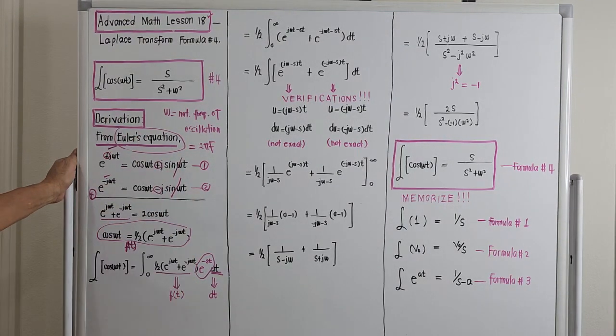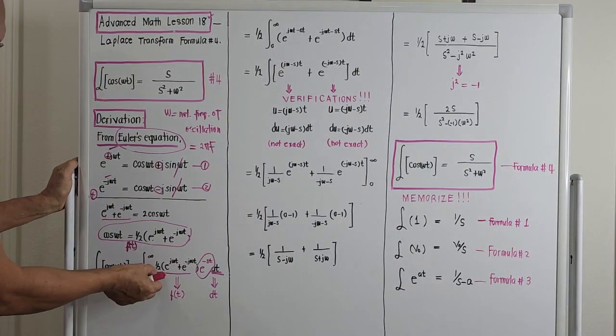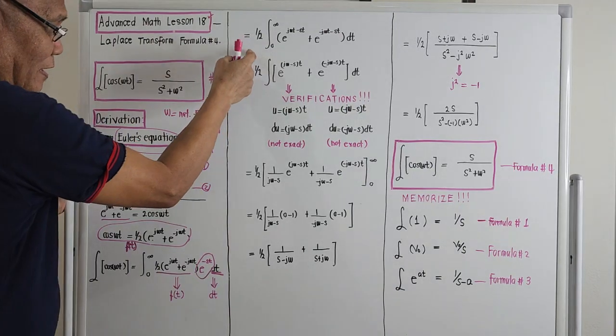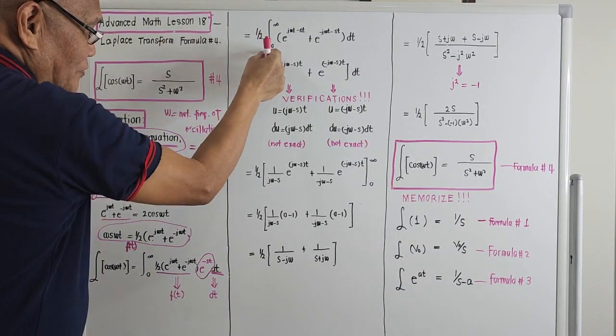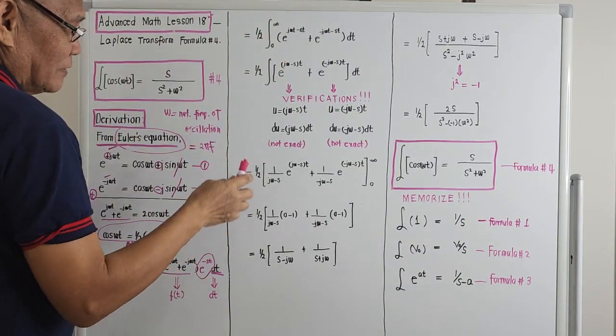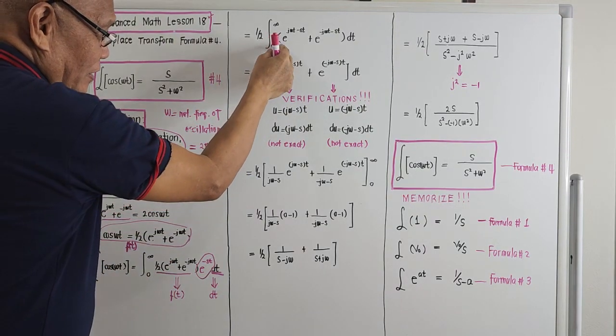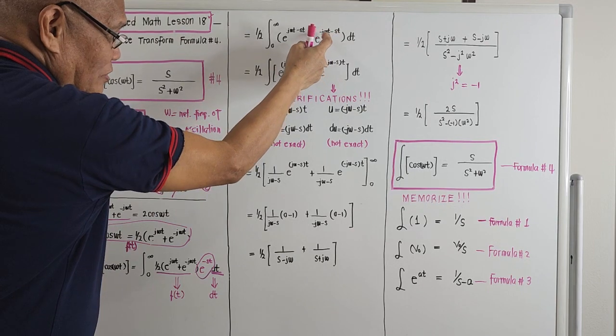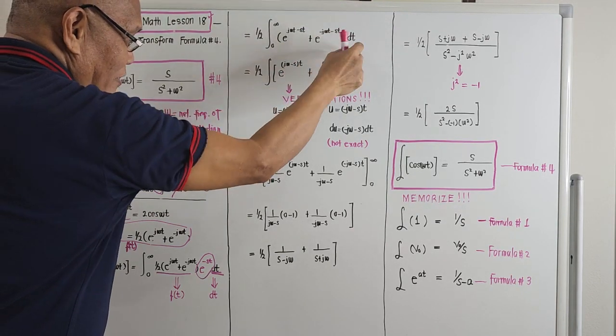Okay, proceeding with the integration. This 1/2 is a common factor, we bring it out. So it should be 1/2 times the integral from 0 to infinity of e raised to j omega t minus st plus e raised to minus j omega t minus st, close quantity dt.